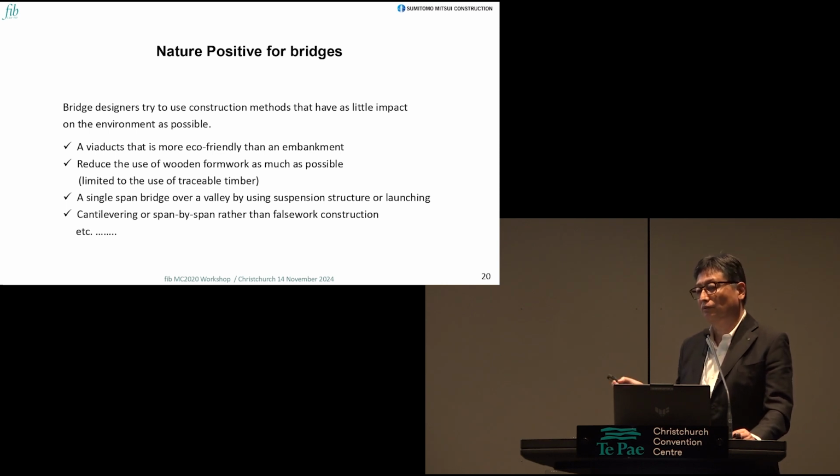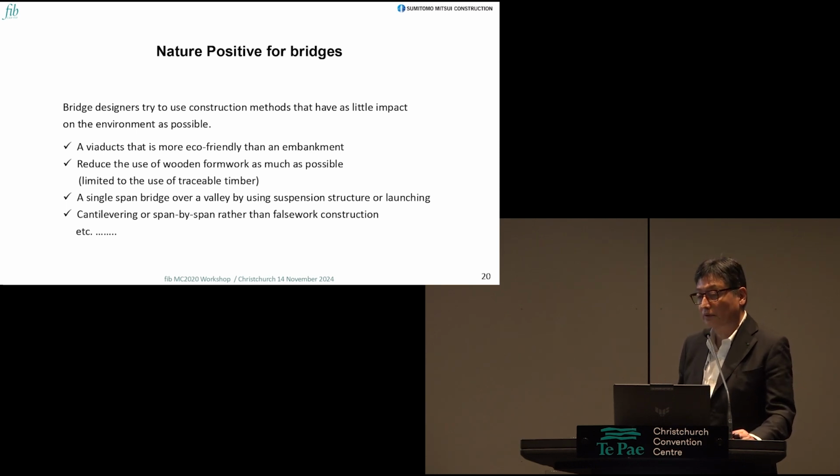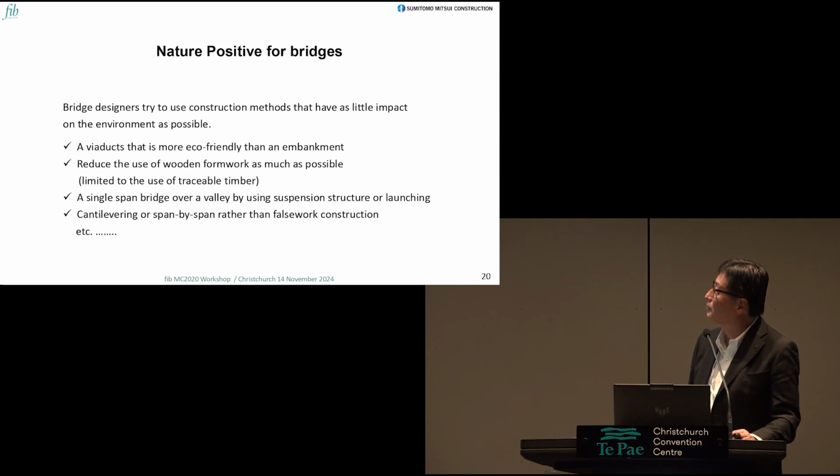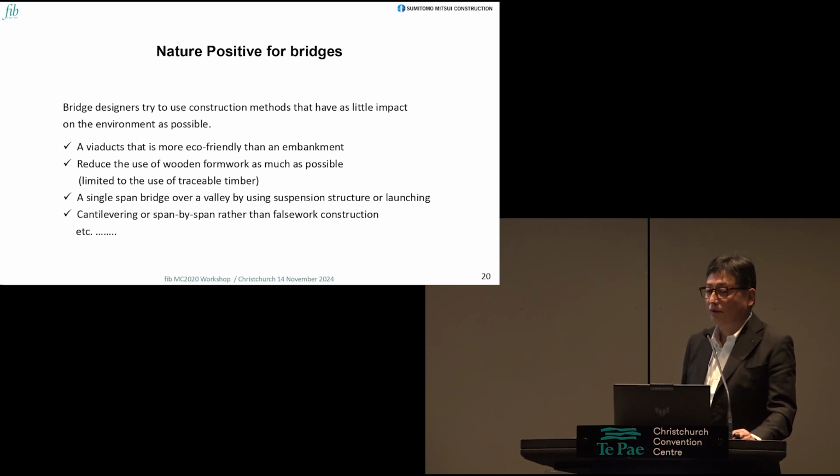Otherwise, we use a steel formwork or fiber plastic, so that we avoid the use of timber. And build a single-span bridge over the valley by using a suspension structure or a launching method. This is very important to preserve the environment beneath the bridge. Also, use cantilever or span-by-span construction rather than the horseback walking construction. So this kind of issue should be raised, not only for economic reasons, but also environmental reasons.